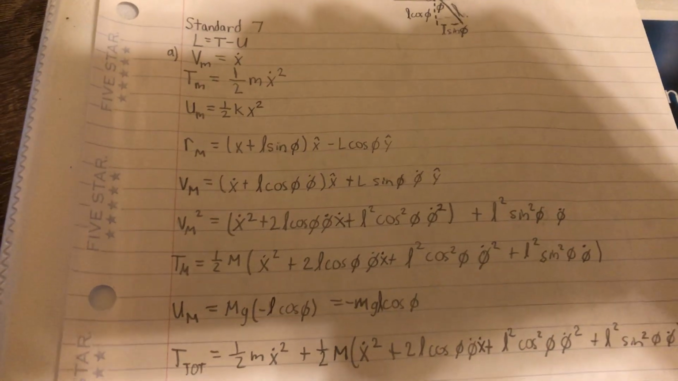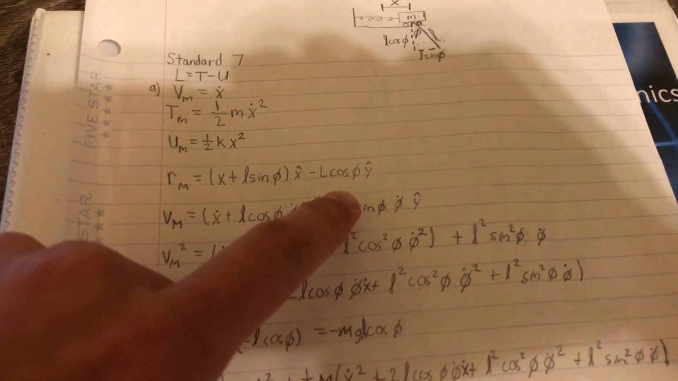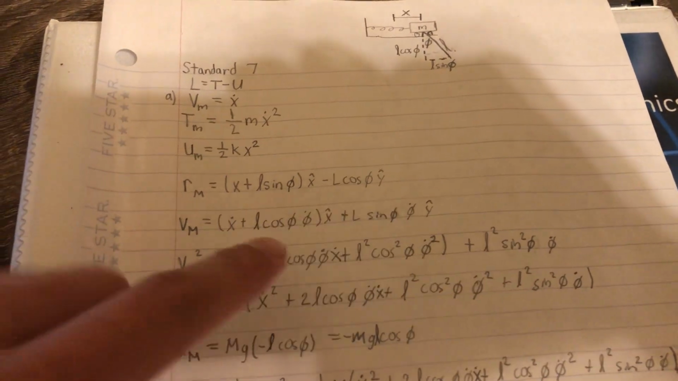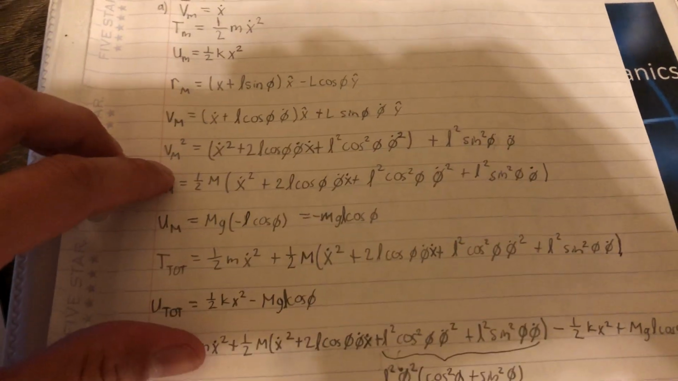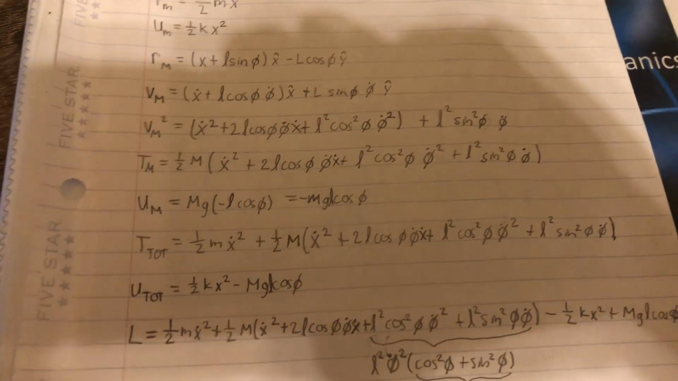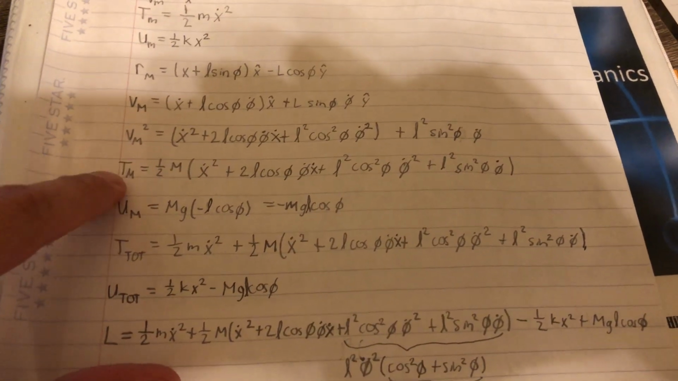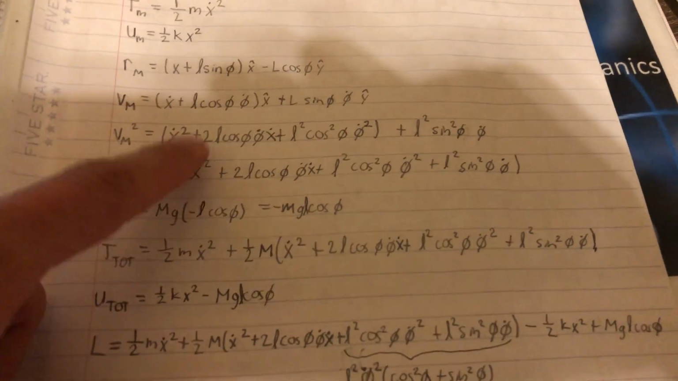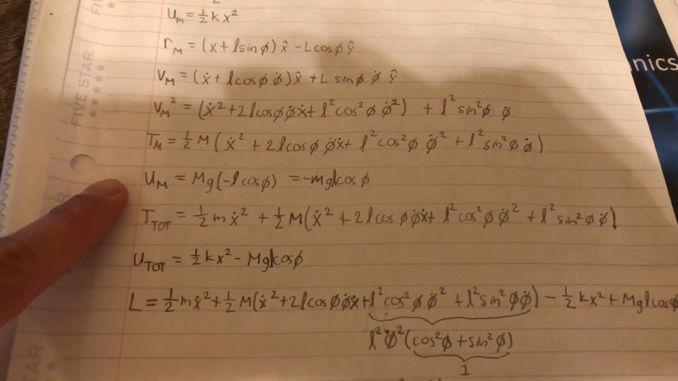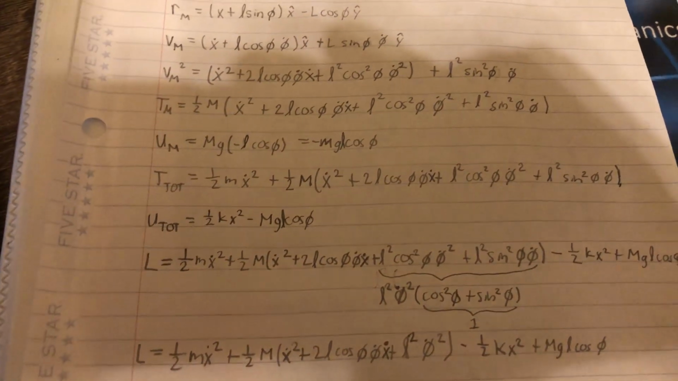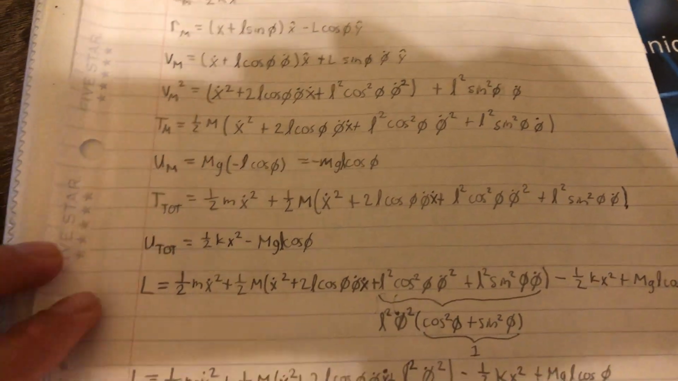The position of the pendulum mass is x plus L sine phi in the x hat direction, minus L cosine phi in the y hat direction. Then we take the derivative of that to get the velocity, and we square it. After we square the velocity, we plug it in for the kinetic energy, 1/2 m v squared. And then the potential energy is just gravity, mg, and then the L cosine phi for that component.